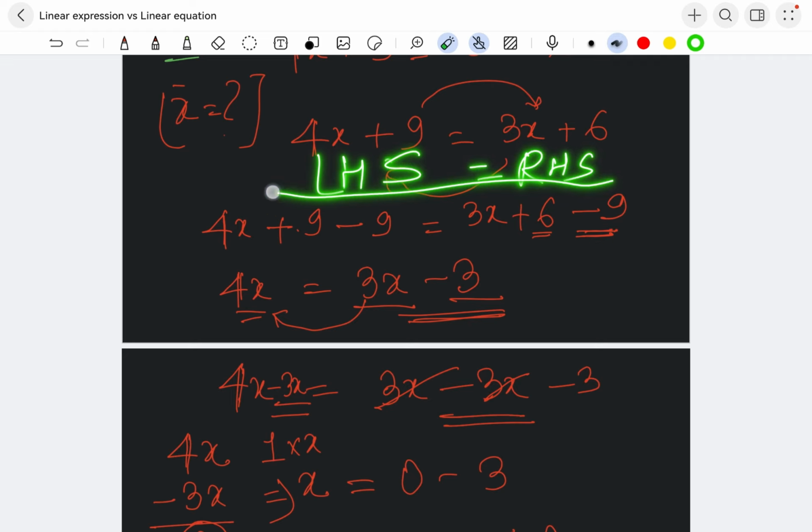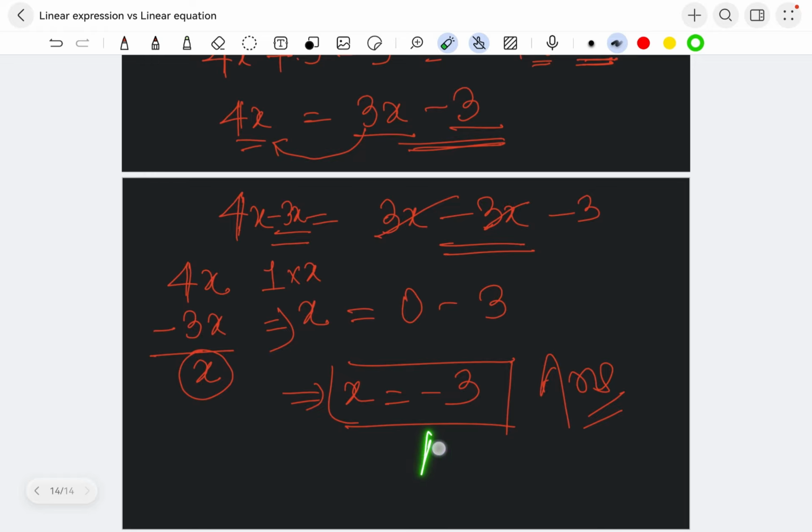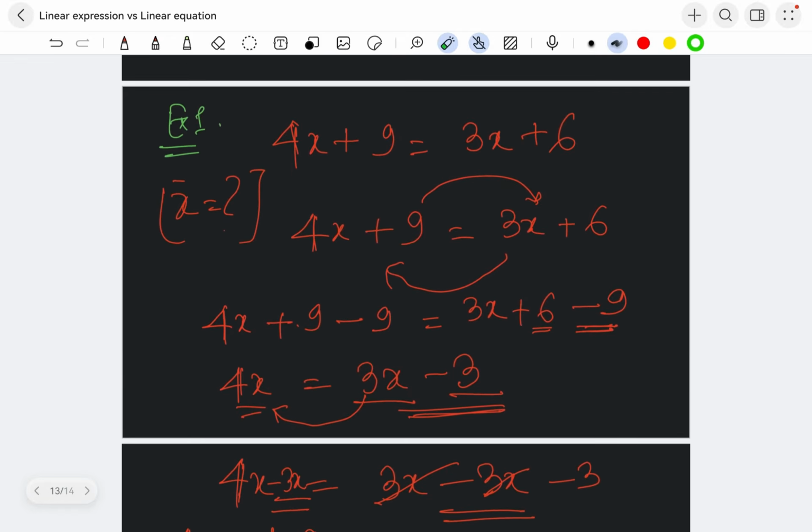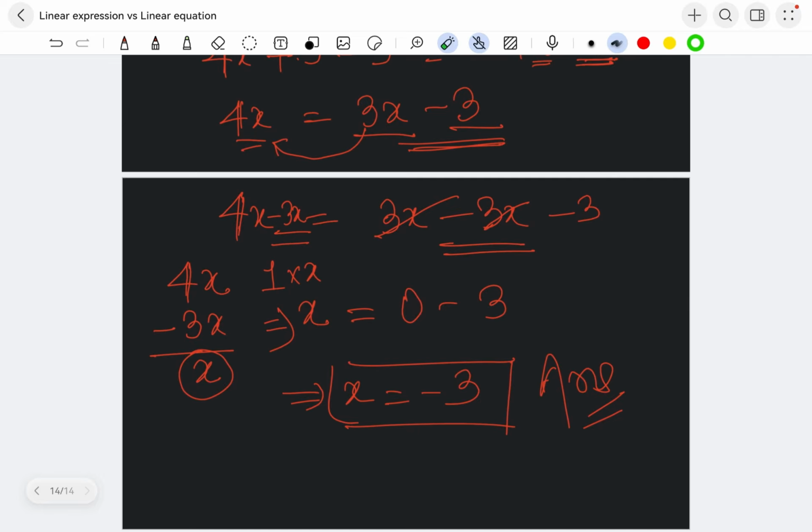So this is how we can check whether the solution we have got is correct or not. So here the answer minus 3 is the correct answer. This is how we solve a linear equation. Further, we will define it. This is a linear equation in one variable.